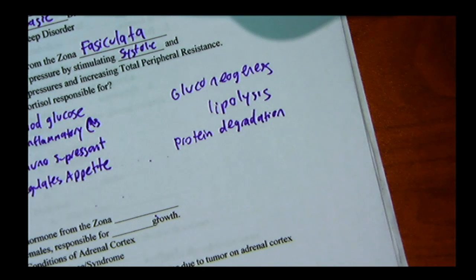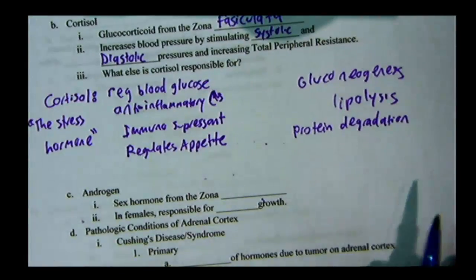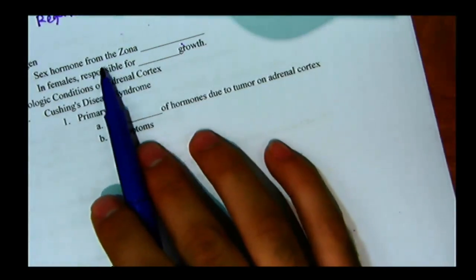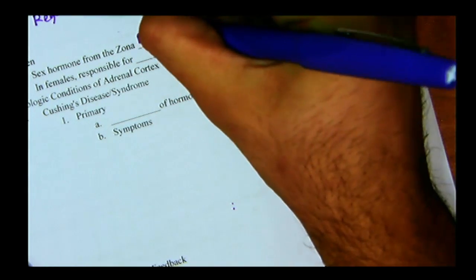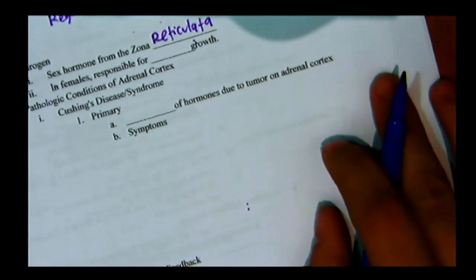Does everyone have this written down? Okay, cool. So now we're at androgen. The sex hormone is from what? Zona reticularis. In females, it's responsible for what growth? Hair growth. What's the first sign of puberty for females? Axillary hair, right? Awesome.